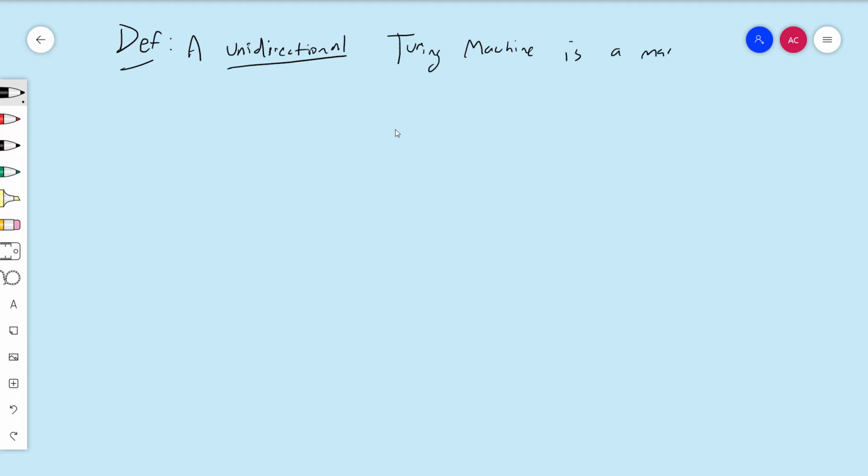But here's a definition that we'll only really use insofar as proving something. A unidirectional, I guess, Turing machine is a machine, obviously, M equals (Q, Σ, ...), and Σ is going to be our standard alphabet, right? It's going to have our blank symbol. It's going to have our triangle symbol.